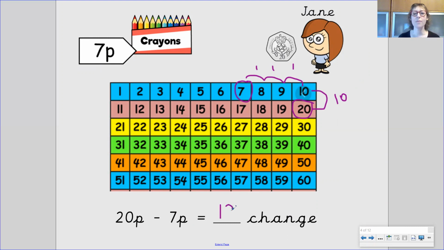There are other ways to do this. You might just know that 20 take away 7 is 13. You might be able to count forward. I'm going to show you this method. You don't have to use this method if you don't want to, as long as you still get the right answers. If you're not getting the right answers, then please follow my method, because then we can check where you're going wrong.